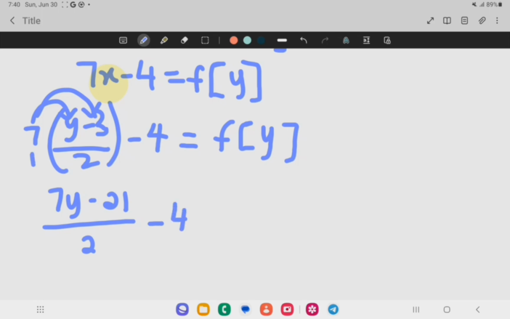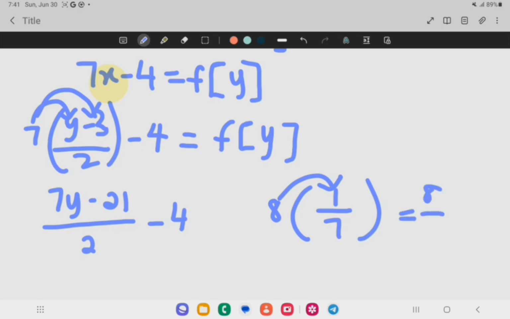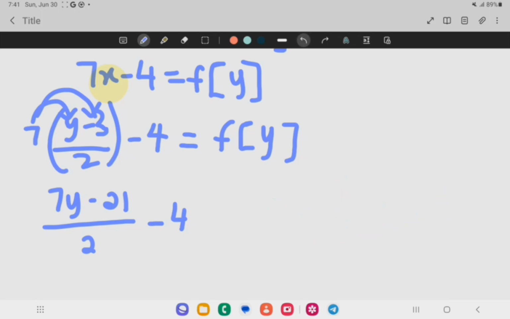Maybe you can ask me why 7 and 2 do not multiply to become 14. But that's wrong. Cannot do like that. Whenever it involves a non-fraction, for example 8, and inside there is a fraction, for example 1 over 7, when you want to expand it, you must only expand the number on the top. So it will become 8 over 7. The bottom one you just rewrite it back. So this equals f(y).